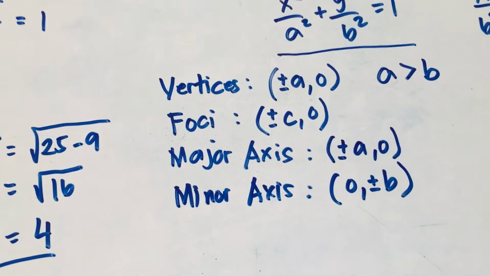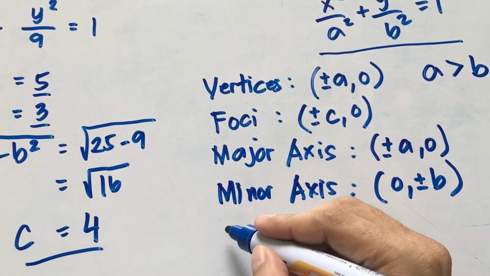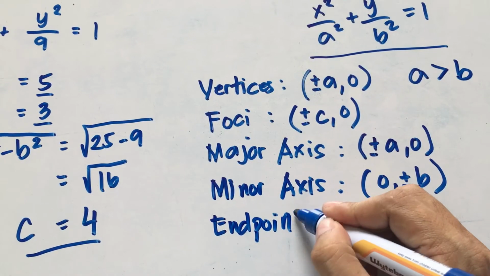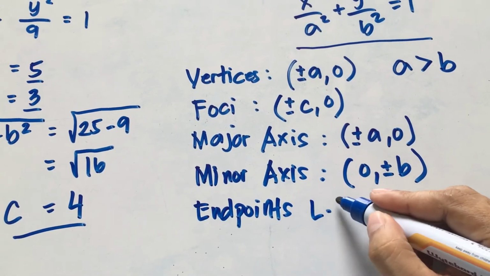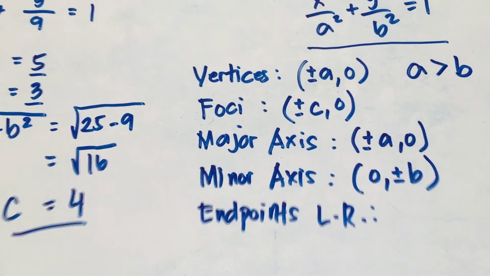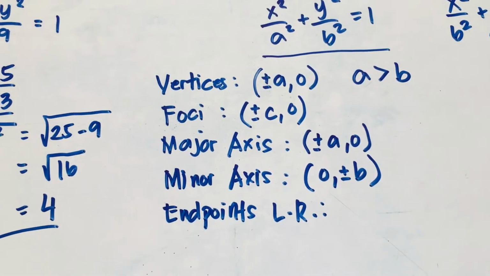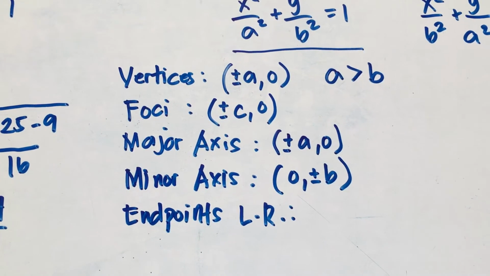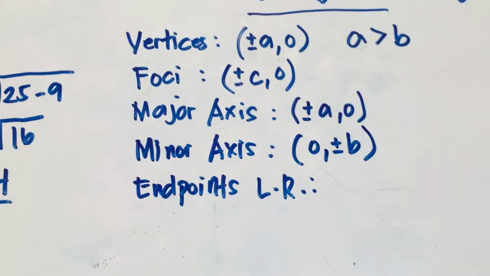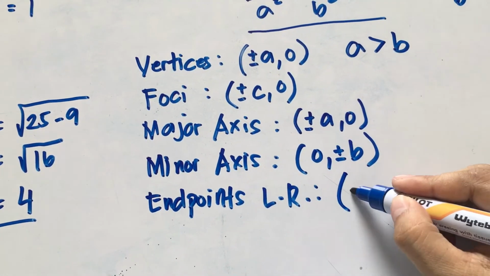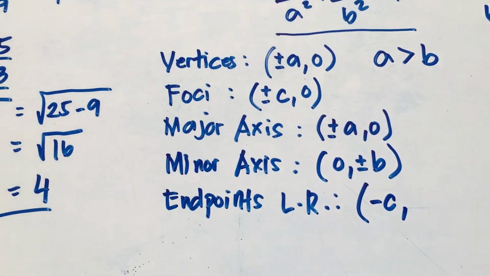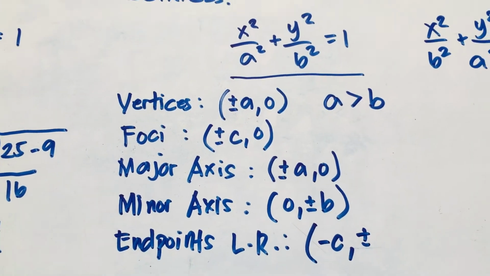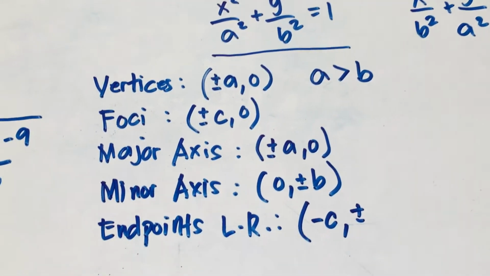Another thing is the endpoints of the latus rectum. The formula to solve for the endpoints of the latus rectum would be negative c, plus and minus b squared over a.